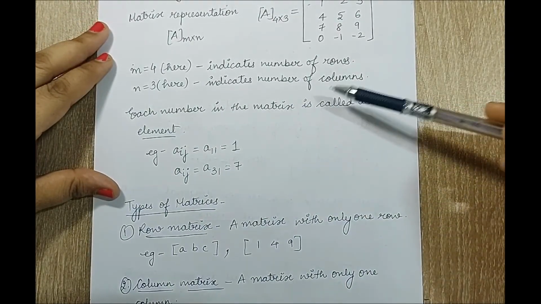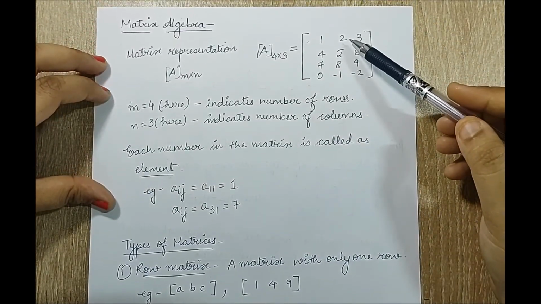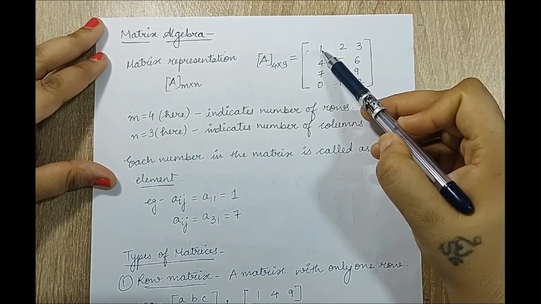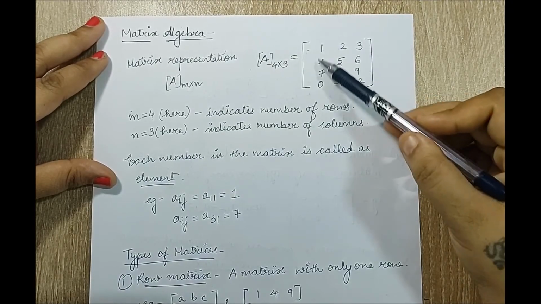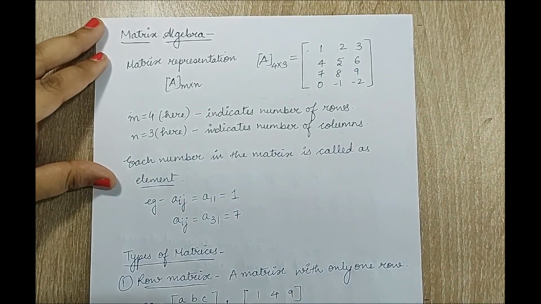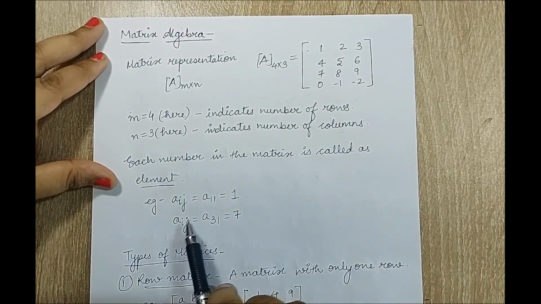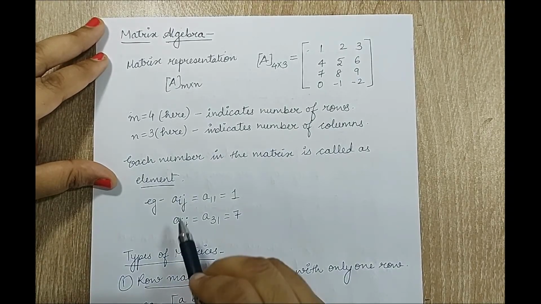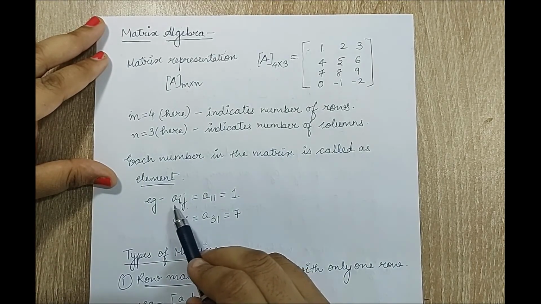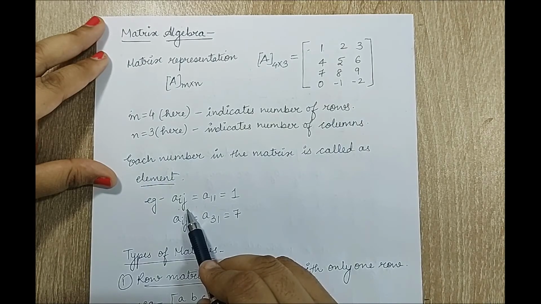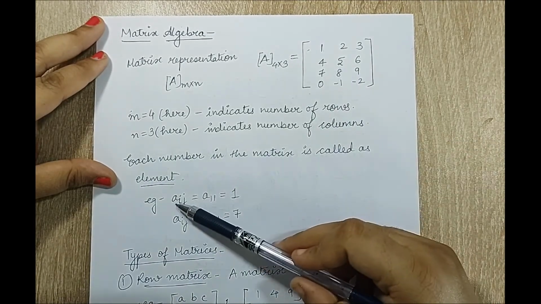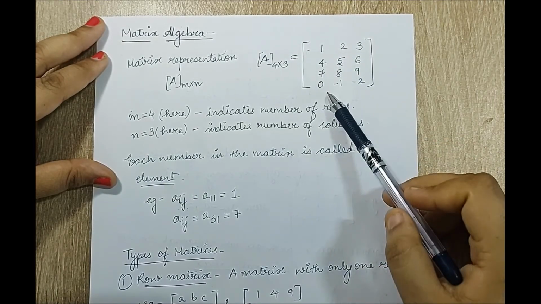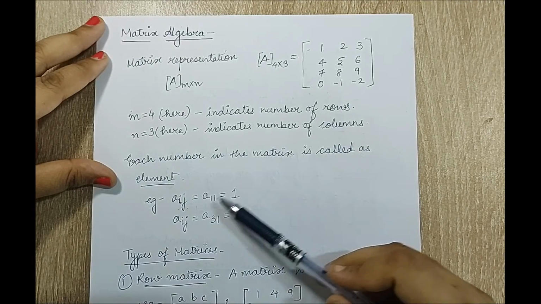Each number in the matrix is called an element. If you observe here, 1 is an element, 2 is an element. Likewise, all the numbers written here are called elements. Example, Aij. Now this is something very different and important. i and j indicate the row number and the column number respectively for a particular element. So the small a is 1, suppose it is in the first row and the first column, hence A11 is equal to 1.